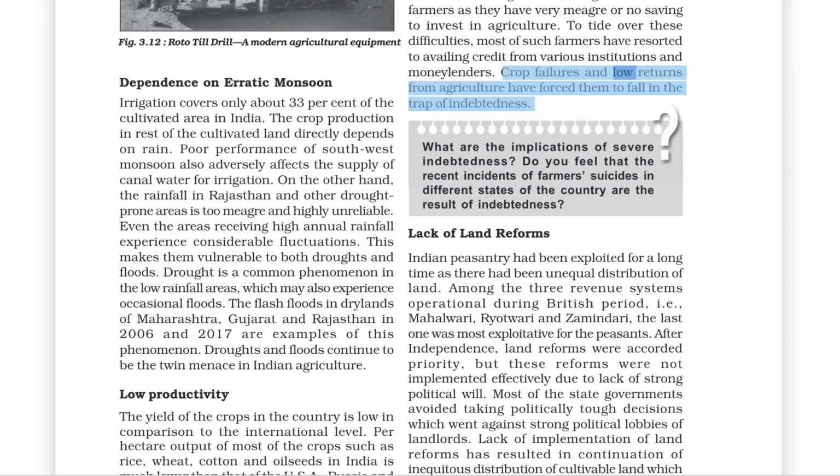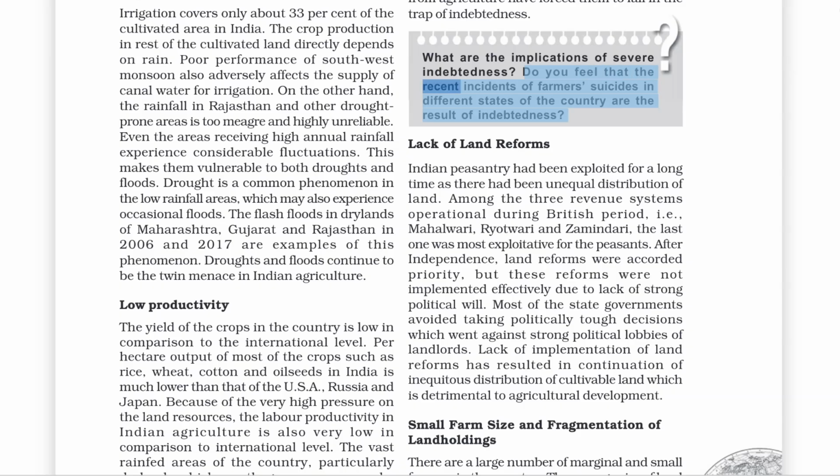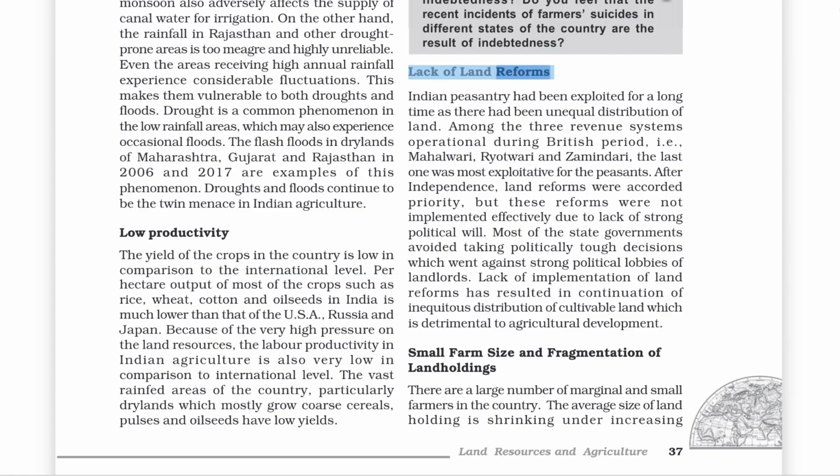Crop failures and low returns from agriculture have forced them to fall in the trap of indebtedness. What are the implications of severe indebtedness? Do you feel that the recent incidents of farmers' suicides in different states of the country are the result of indebtedness?